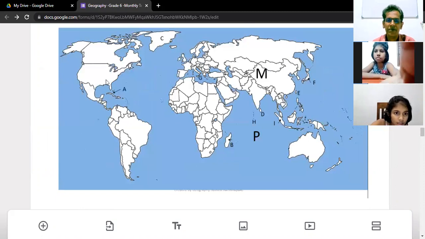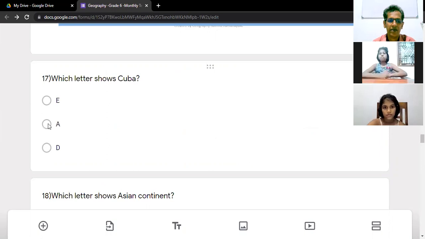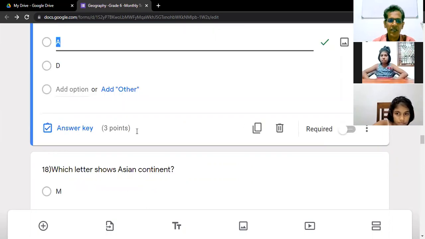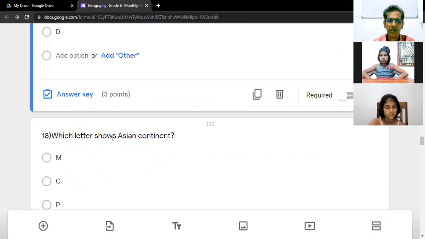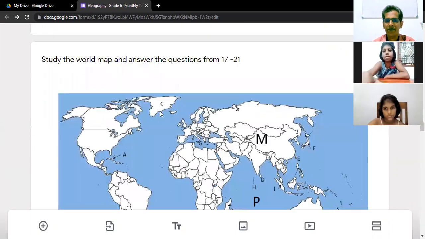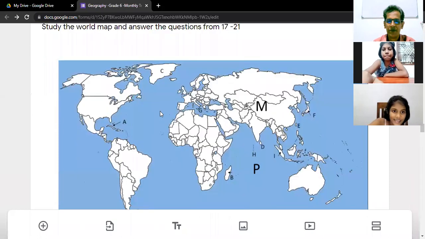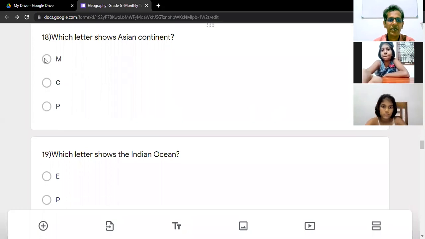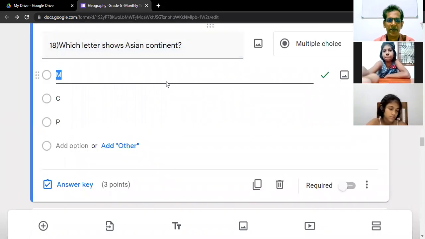Which letter shows Cuba? Letter A. Yes, correct. Letter A shows Cuba. Which letter shows the Asian continent? Letter M. Asian continent.